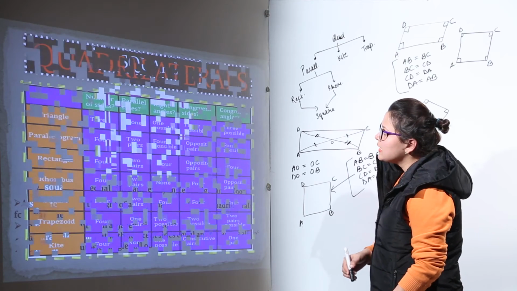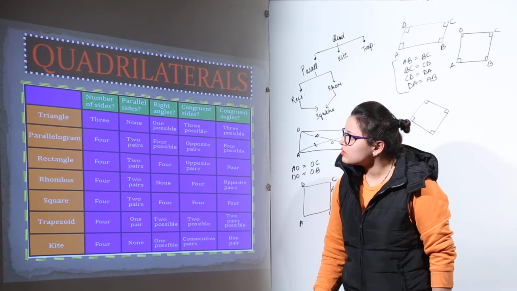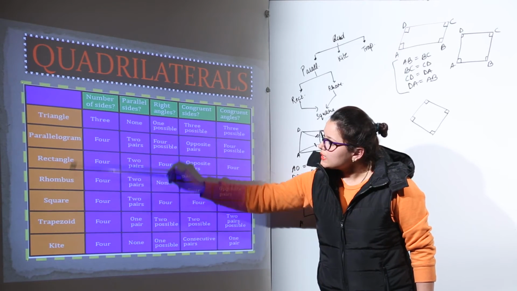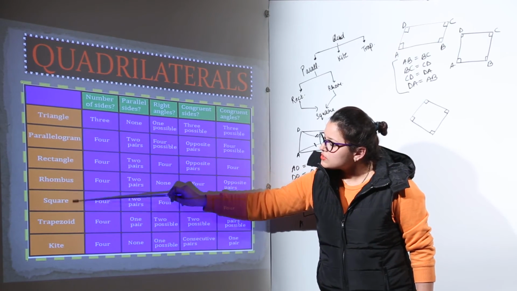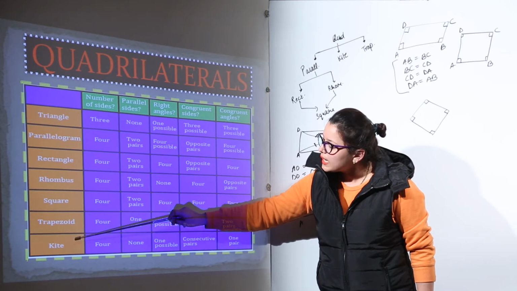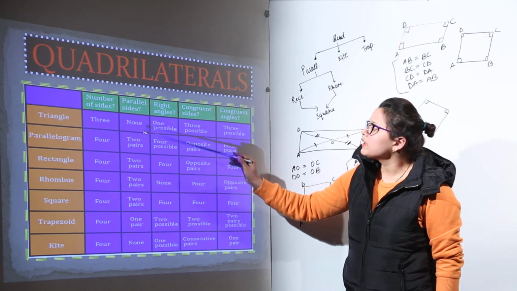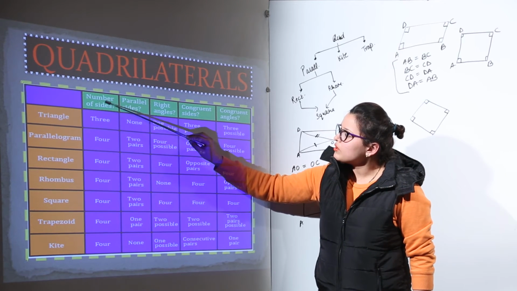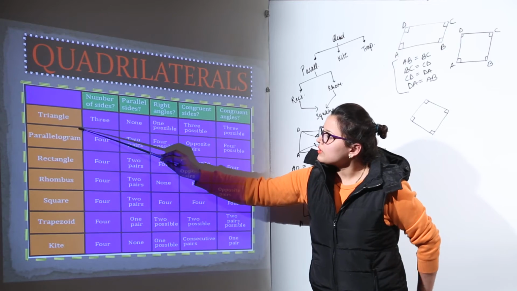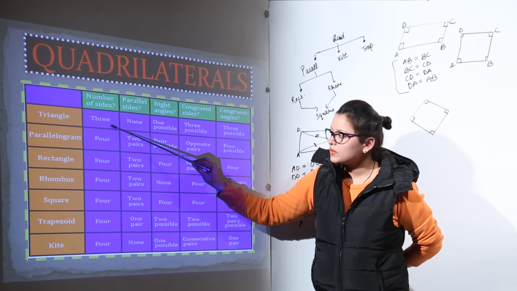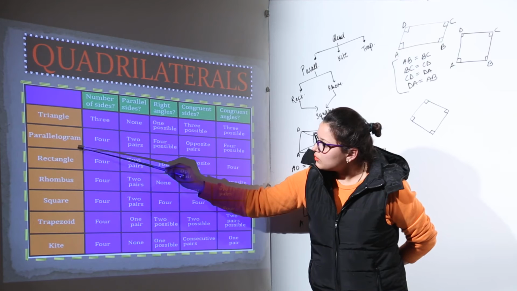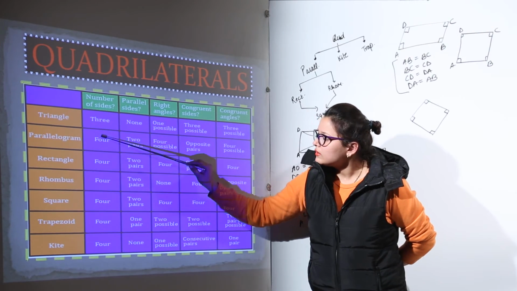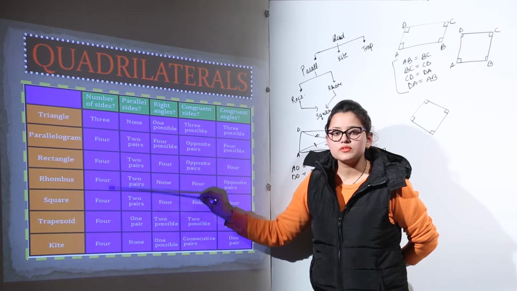Now the last is that we are going to compare all the properties of the quadrilaterals. Let's say we have all the shapes written to one side. We have triangles, parallelograms, rectangles, rhombus, square, trapezoid and kite written. Now we will be comparing their properties. The first one is the comparison based on number of sides. We can see that a triangle has 3 sides, whereas parallelogram, rectangle, rhombus, square, trapezoid and kite, the rest of them, are having 4 sides.